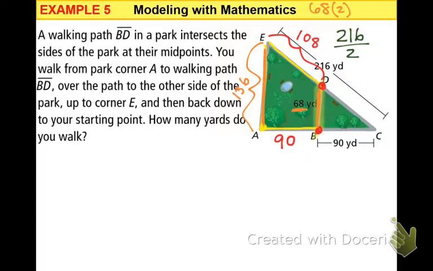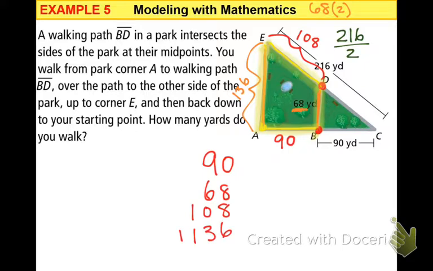But we're adding the orange and the red. So we start at point A. I'll just do some highlighting. Start at point A and go towards B. So that's 90. So we're going to add 90. We then go over the path, which is 68. Then we go towards point E, which we decided was 108, because it is half of the full 216. And then we walk from E to A, which is 136. So we're going to add all of those up together.